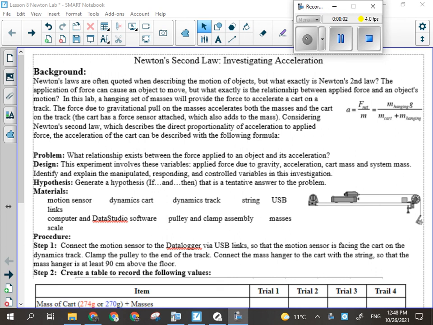So the purpose of today's lab is that we want to essentially prove the validity of what we've been working on for the past week. F net equals m times a, and it's also the vector sum of all forces. Okay? And we're going to do that using a pulley system with a cart and some masses hanging over the edge.